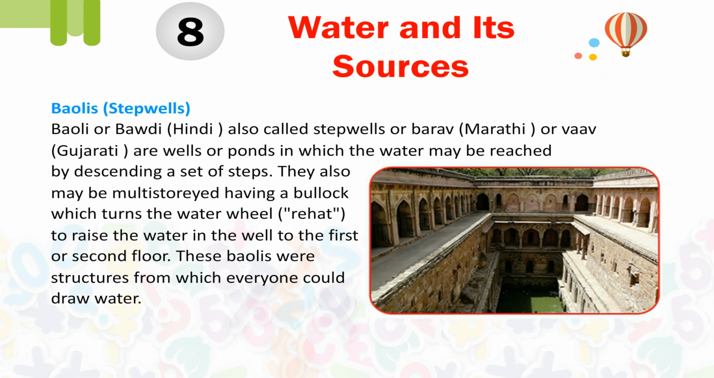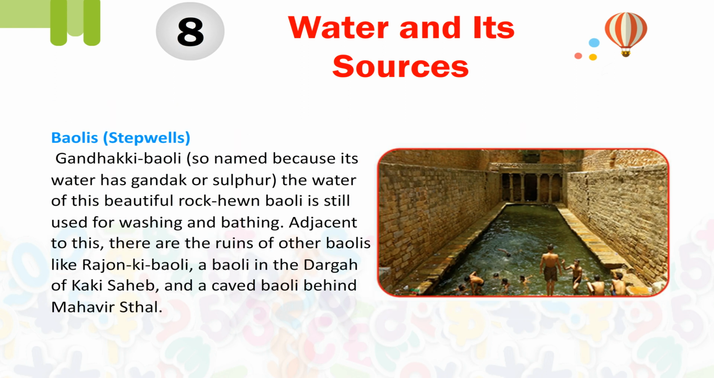Baolis, step wells. Baolis or Bawdi in Hindi, also called step wells, or Barav in Marathi, or Vav in Gujarati, are wells or ponds in which the water may be reached by descending a set of steps. They also may be multi-storied, having a bullock which turns the water wheel, rehet, to raise the water in the well to the first or second floor. These baolis were structures from which everyone could draw water.